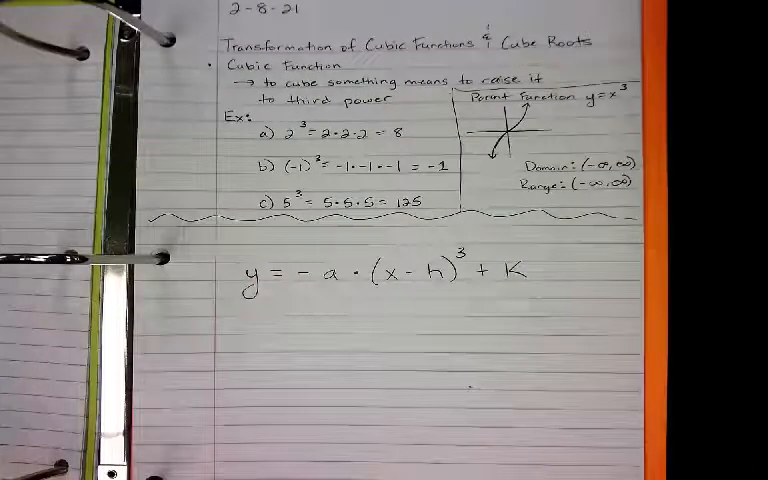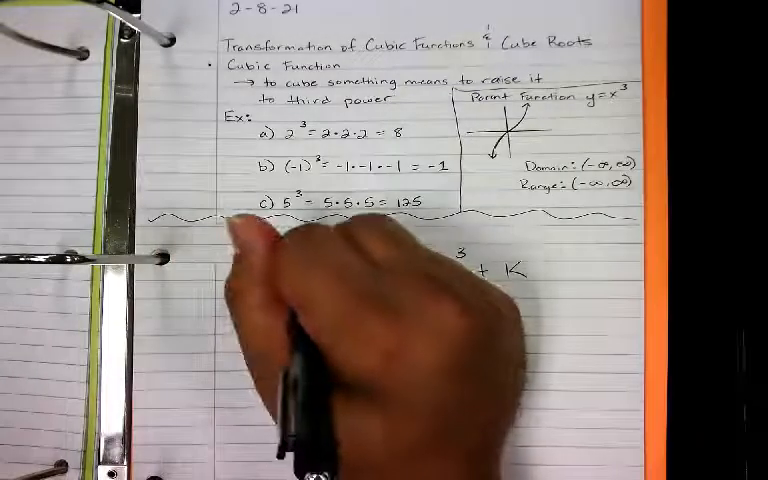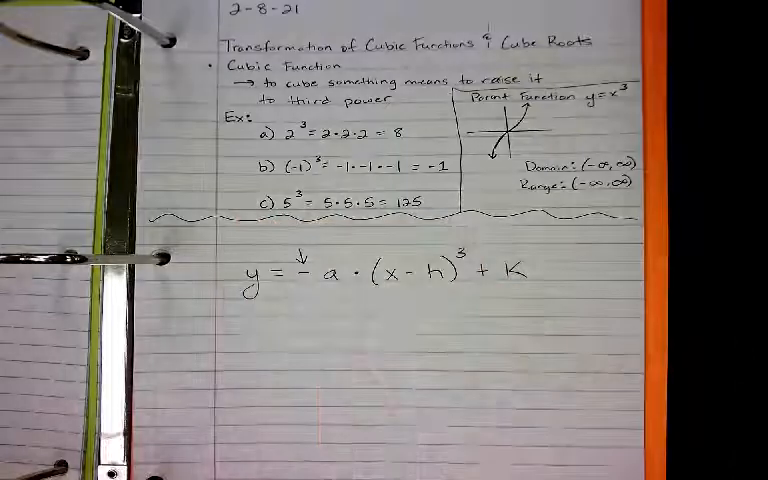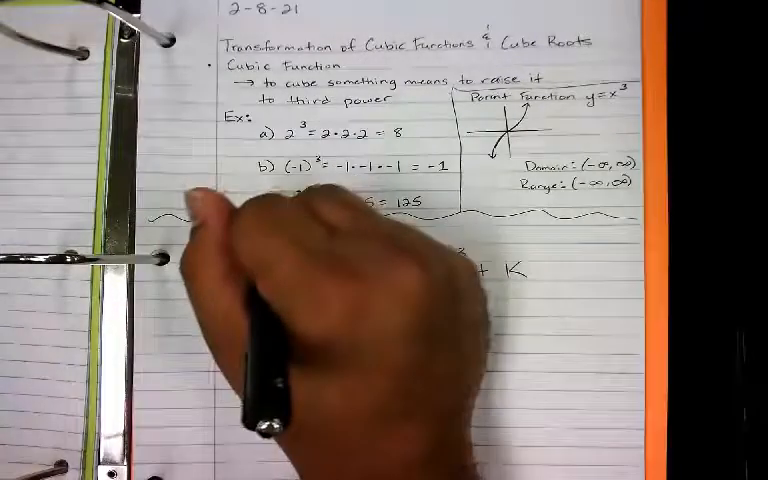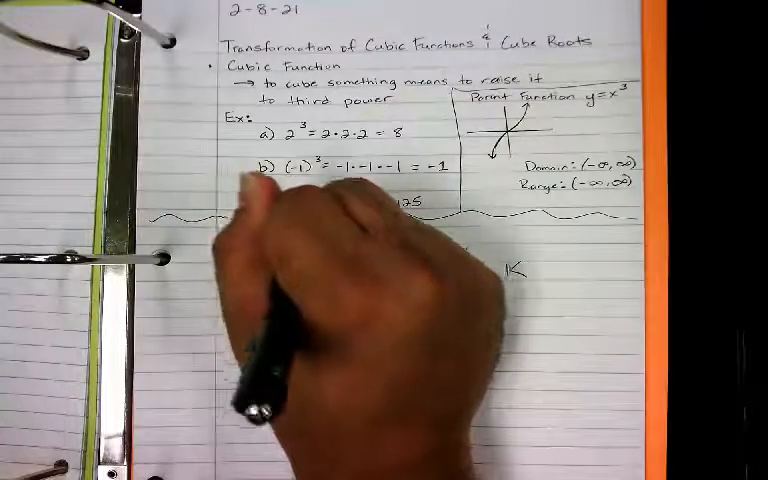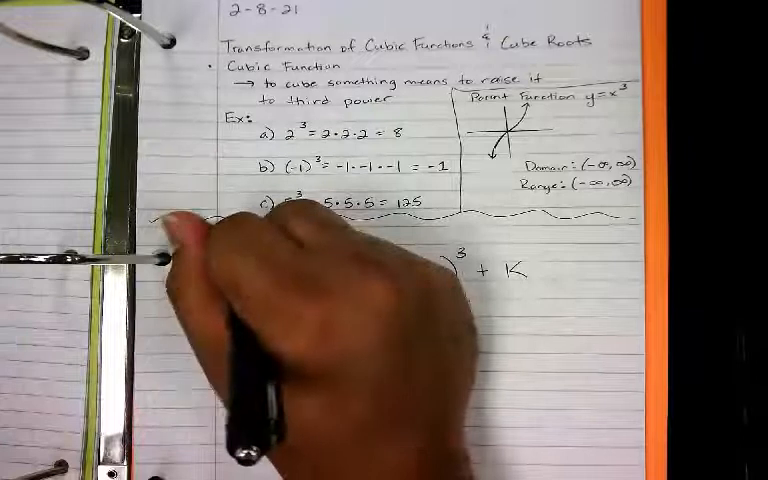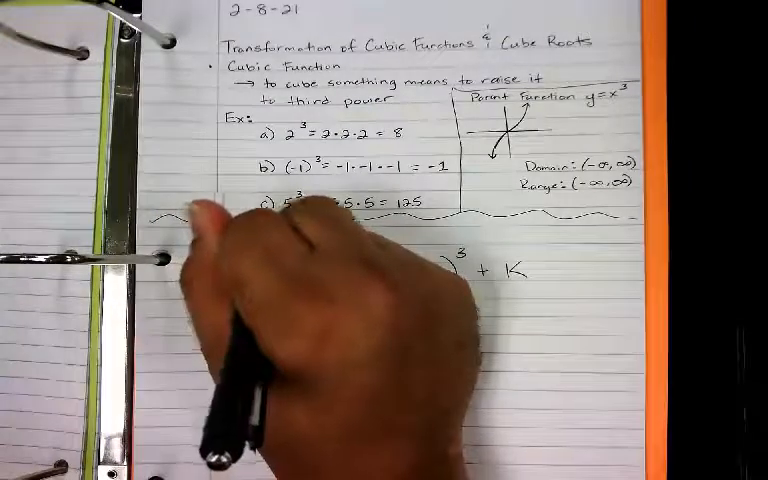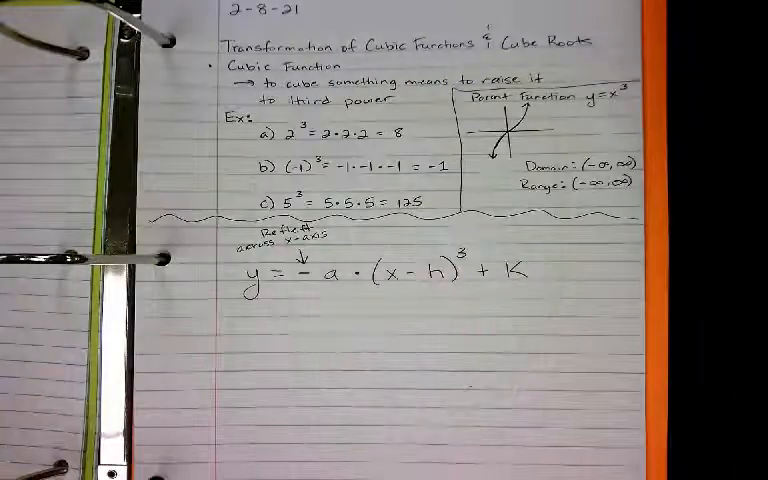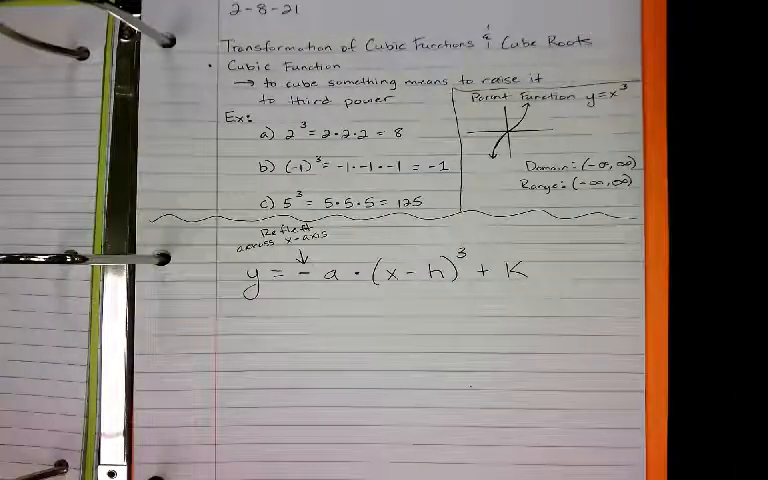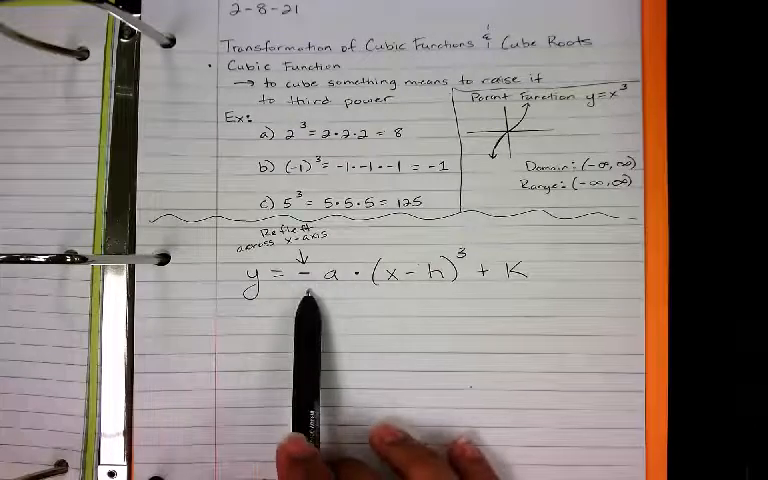All right, I'm going to tell you all the different components of it. Right here, the negative sign, if there was a negative in front of the x, it is going to reflect across the x-axis. So if it's a negative in front of the x, it's going to reflect across the x-axis.